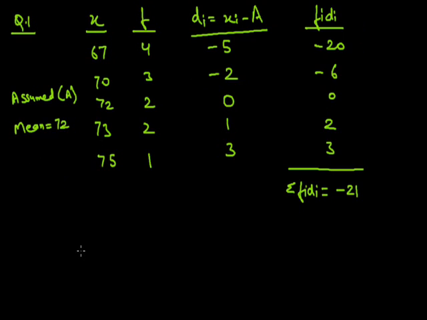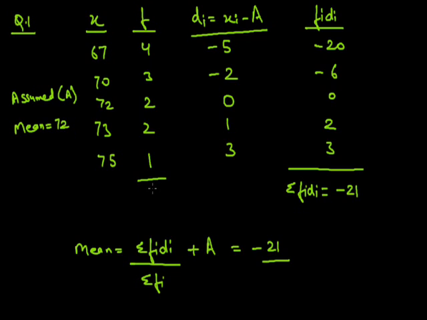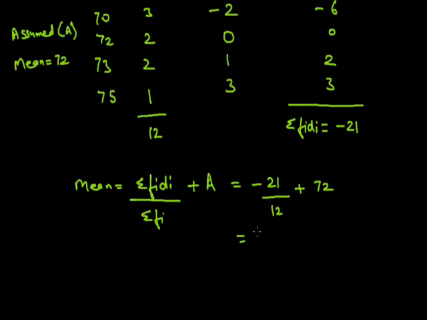Now for finding the mean, I will divide the summation of fi di by the summation of frequencies, and I will add the assumed mean that I have taken to this value. So accordingly I will get the correct value of the mean. Summation of fi di is minus 21, and the summation of frequencies, we add these frequencies and get 12. So minus 21 by 12 plus the assumed mean 72. Minus 21 by 12 is minus 1.75, plus 72. So 72 minus 1.75 is 70.25.